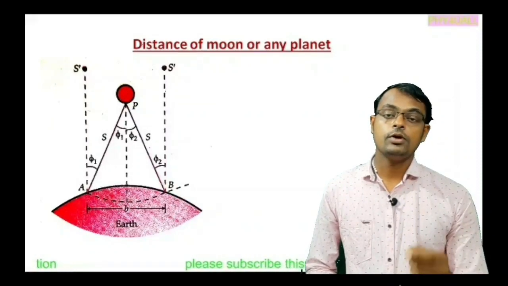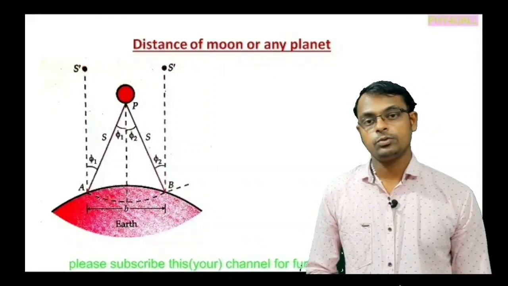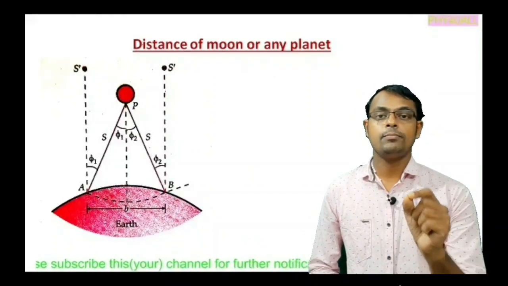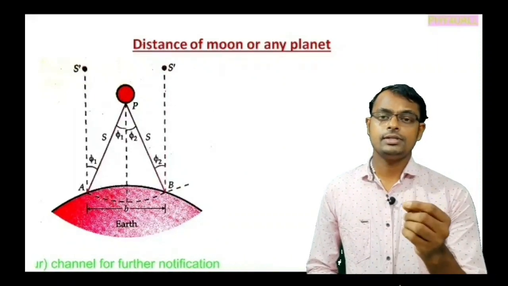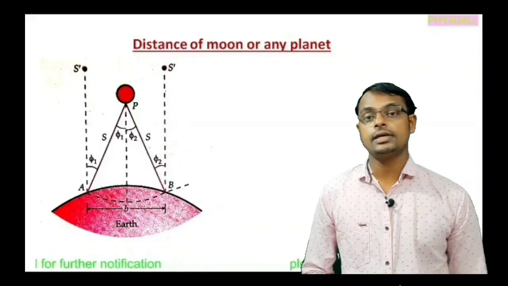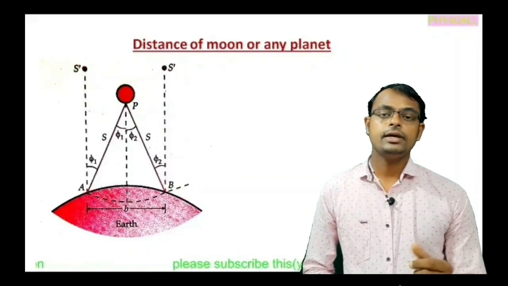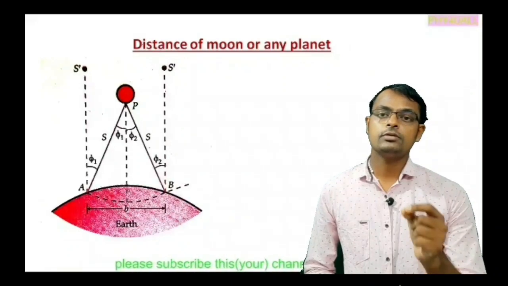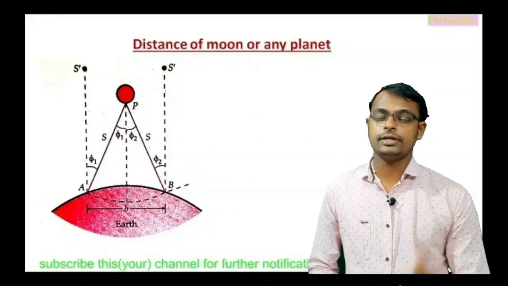That is equal to what? Phi 1 plus phi 2. So what is the parallax angle, or the parallactic angle, in this case? The parallactic angle theta is equal to phi 1 plus phi 2.